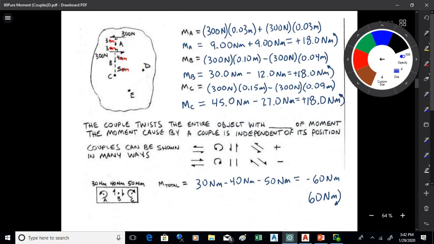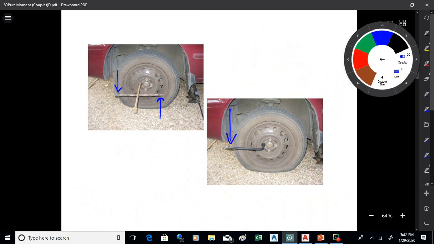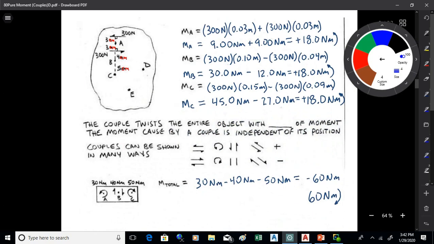So this is another way to exert a couple, or a moment, I guess would be a better word. Now let's look at the math on this a little bit. Let's have a look at this object, and let's find the moment that's exerted about different points by that one couple. So what I have here is a couple of 300 newtons going either direction, and it's 3 centimeters on either side of point A.